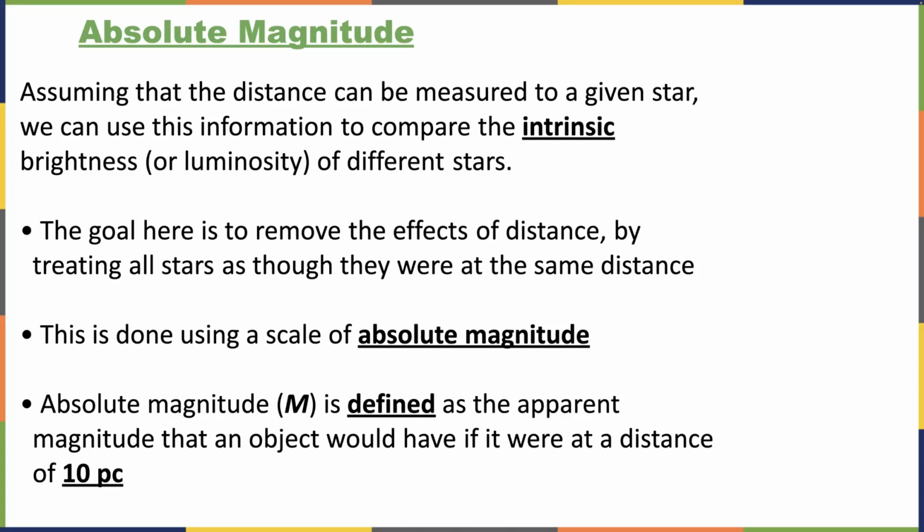Now, with the development of this parallax method, we know that we can measure the distances to stars, right? Once we have the apparent brightness of a particular star and the distance to that star, it is obvious that we can compare the intrinsic brightness. This is the same thing as the luminosity of different stars, right?